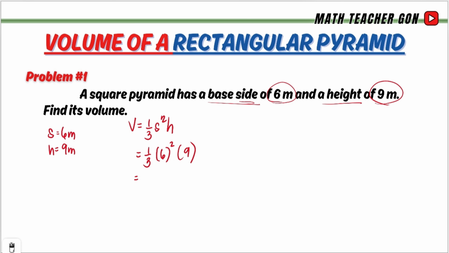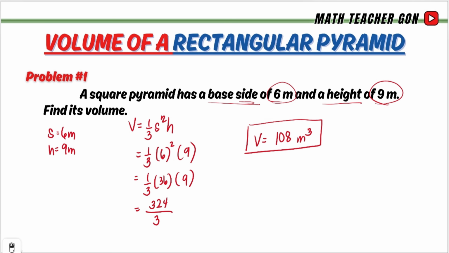After substituting, you have to compute first for the exponent. So you have 6 times 6, that's 36, times 9. In this case, you may multiply first 1 times 36 times 9, and that is equal to 324 divided by 3. So we have here the volume is equal to, what is 324 divided by 3? That is 108 cubic meters. So this is now your volume.